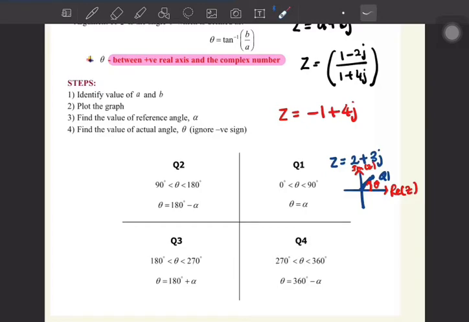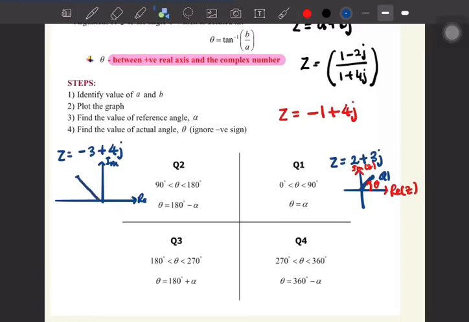Let's say you have z equals negative 3 plus 4j. If you plot it, negative 3 will be somewhere on the left-hand side here, and positive 4 here. So you know that your complex number lies in the second quadrant. Again, by the definition, your theta is defined from the positive real axis to the complex number. So that is your theta.